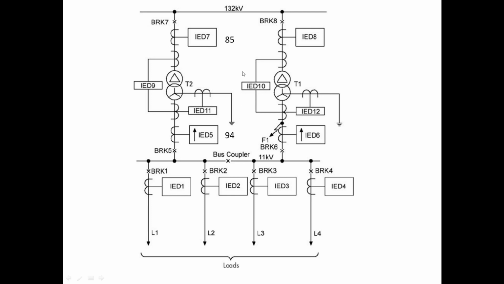It will send that faulty signal to IED7. That faulty signal is received by the 85 relay. The 85 relay is installed here in the upstream. That faulty signal is received by this 85 relay, and the 85 relay will give the command to trip breaker number 7. 85 is intertrip receive and 94 is intertrip send. That's it.